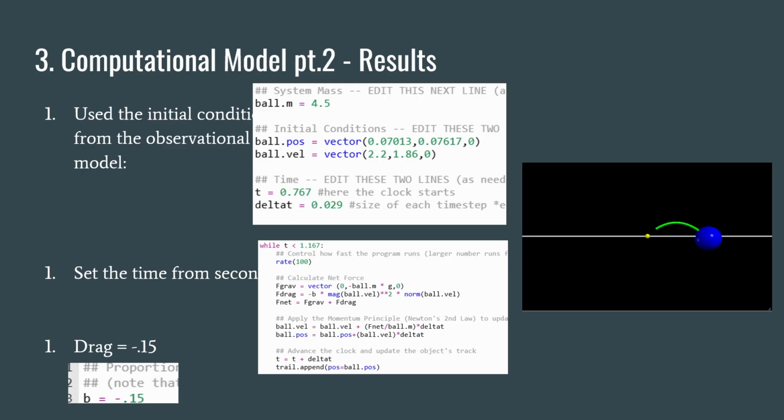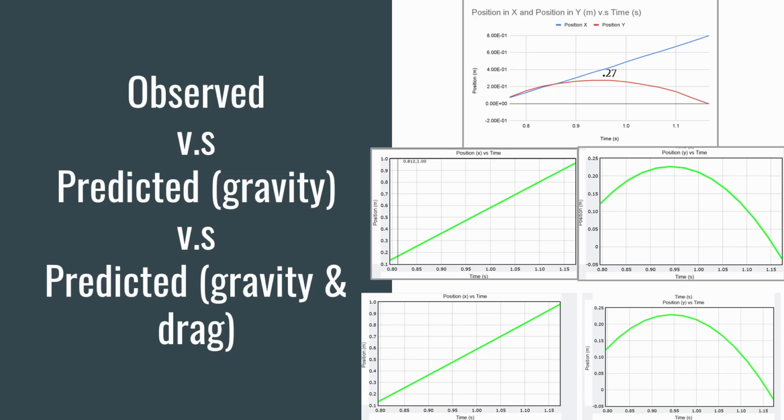For one of the models, you also use drag. Drag would be 0 for the first one, but then drag we found to be negative 0.15, and that's basically what it looks like.